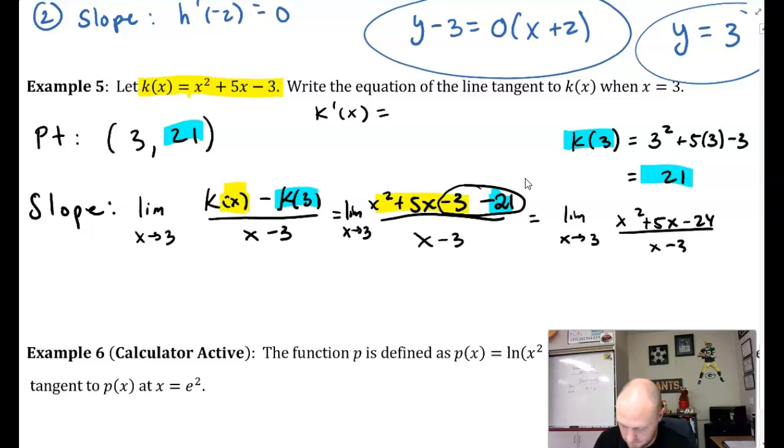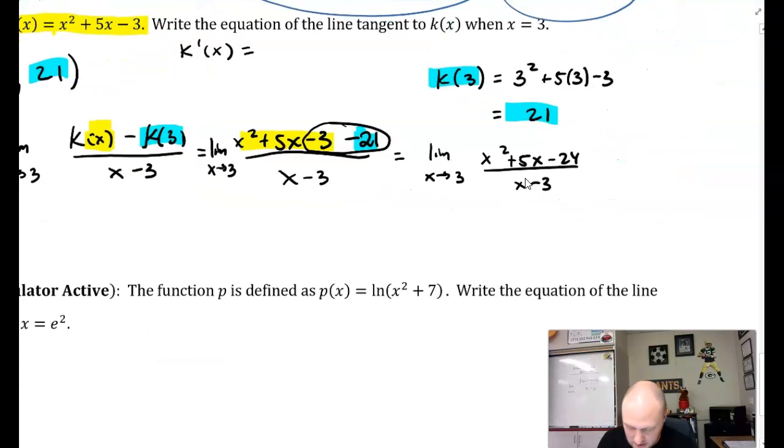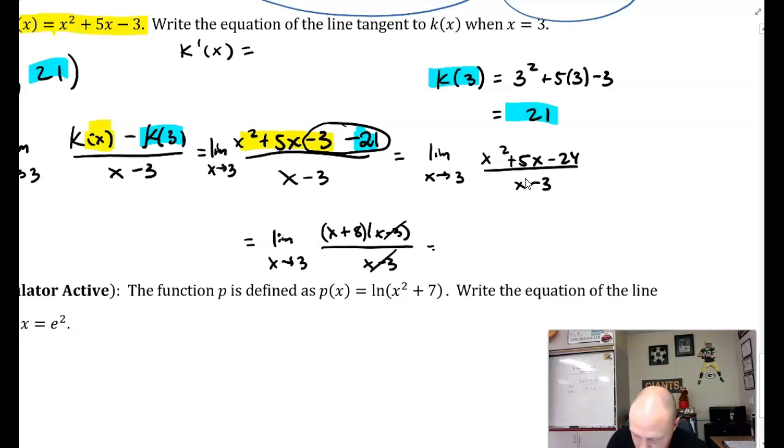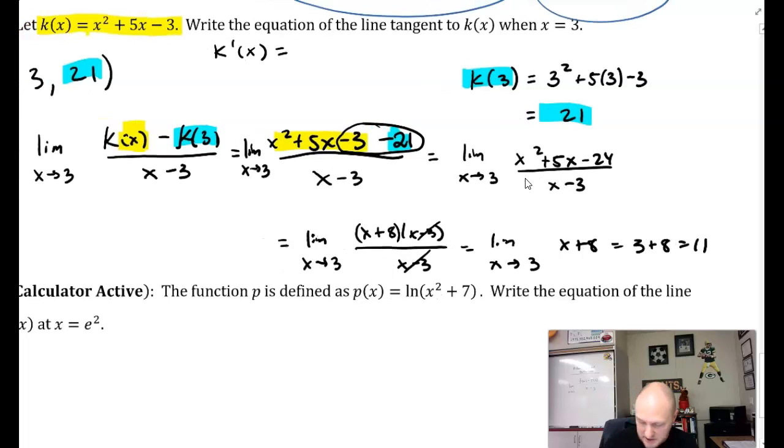You said yes, right? Good. Equals the limit as x approaches 3 of, and now I'm just going to go ahead and factor it. Isn't this x plus 8 times x minus 3, divided by x minus 3? Okay, so these cancel, and we get the limit as x approaches 3 of x plus 8, which is 3 plus 8 equals 11. There's our slope. Our k prime of x is equal to 11.